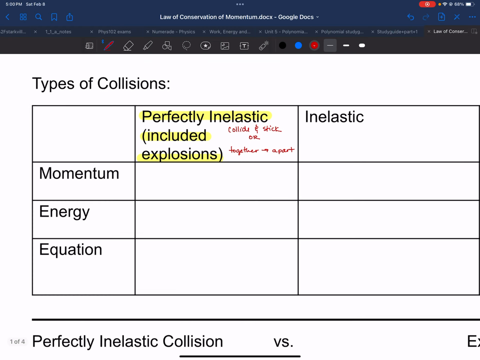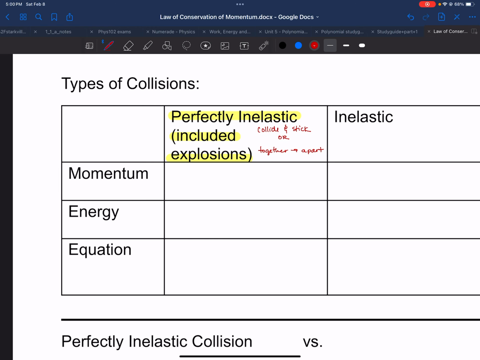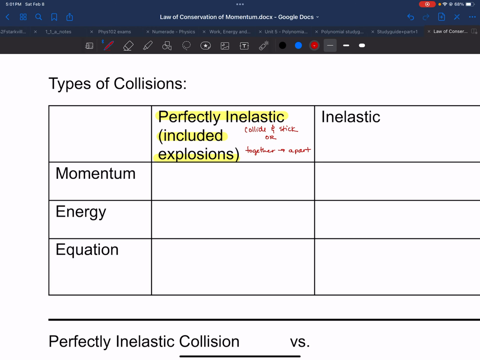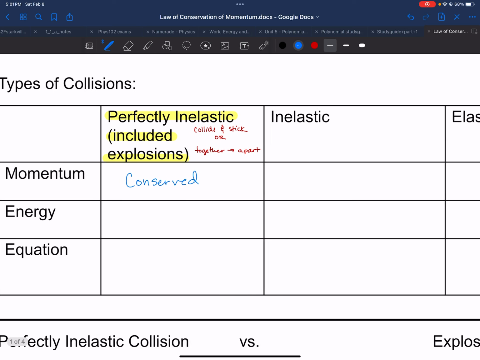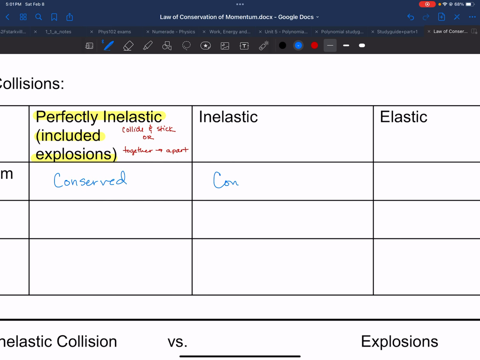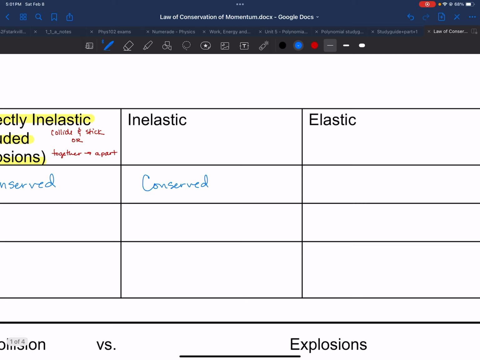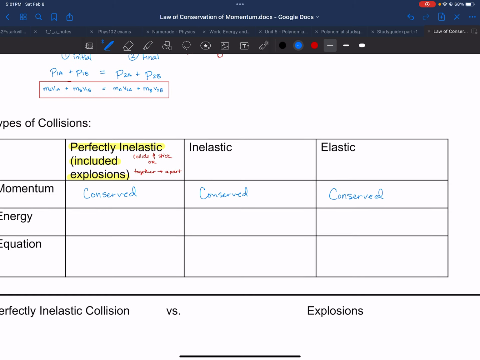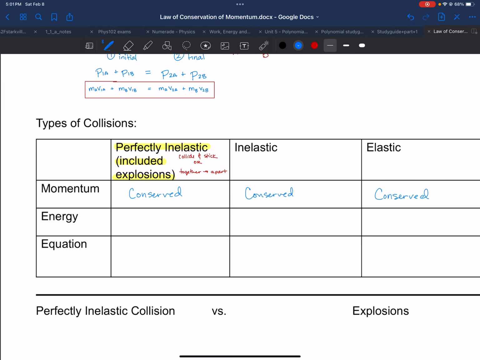Okay, so let's look at momentum. Well, when I talk about momentum with perfectly inelastic collisions, I'm looking at it being conserved. Momentum is conserved. In fact, with inelastic collisions, it is conserved. And also in elastic collisions, it is conserved. So all across the board, because it's the law of conservation of momentum, you have it being conserved across the board with every single type of collision. Now, if we're going through this chart too quickly, just remember you can pause the video or rewind and have time to write.